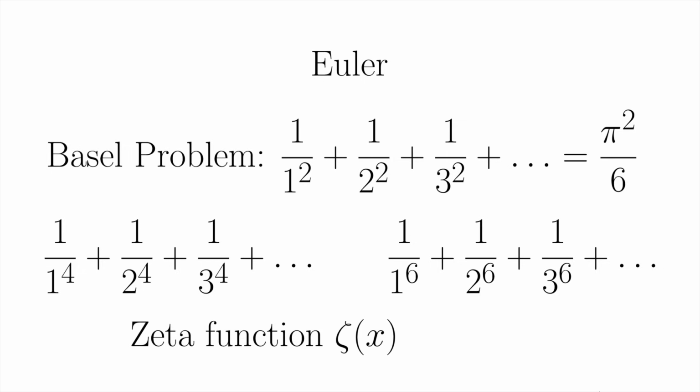Finally, we'll talk about how Riemann used ideas very similar to Euler's to discover the relationship between the zeta function and the prime numbers, and state the Riemann hypothesis as a conjecture for the first time.